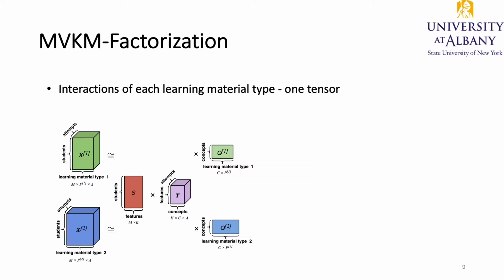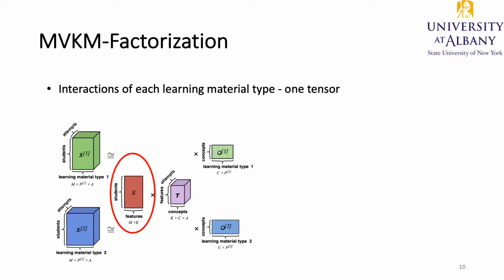Now, let's go over our model. MVKM models learning from all material types. We define each tensor for each type of learning material as a view. Our model can have multiple views, but for simplicity, I use 2 views to introduce our model without loss of generalizability. Suppose that we have quiz and lecture as the 2 views. We decompose these 2 tensors into 3 parts.